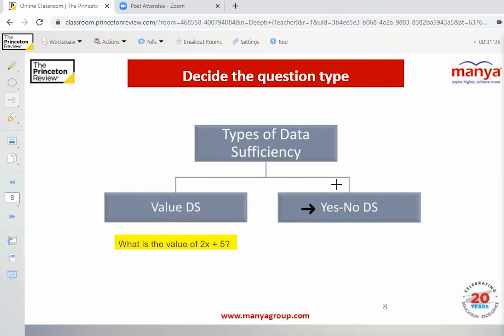Another type is yes/no DS. As the name suggests, you must give your answer as either yes or no. If you are getting both yes and no from a statement, then it is insufficient. For example, if the question asks, is x prime? You are expected to get a specific yes or no from the statements in order to say that it is sufficient.